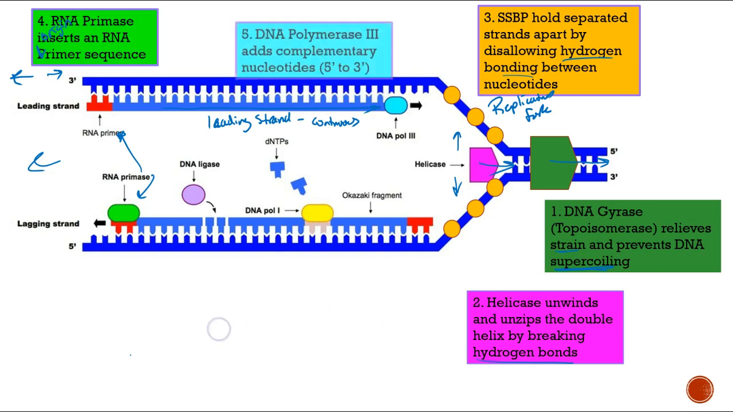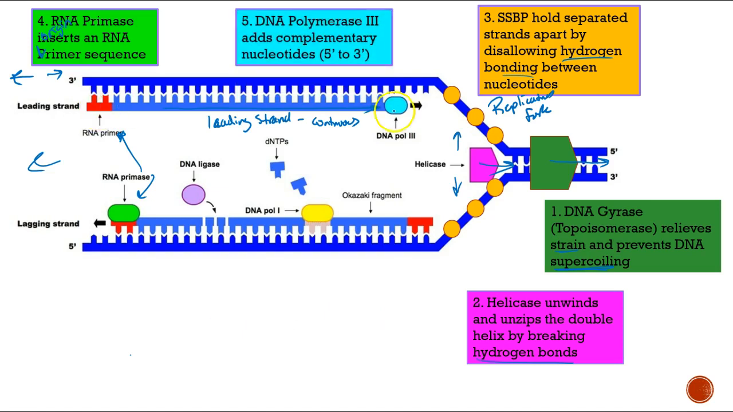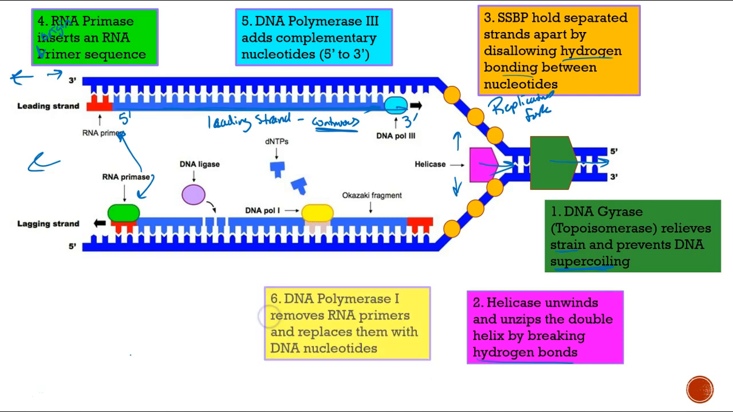Once those primers are placed, DNA polymerase 3, which can be seen here, starts at the RNA primers and works in a 5' to 3' direction. In the leading strand's case, working continuously. In the lagging strand's case, working discontinuously, or working in fragments. Either way, the DNA polymerase 3 is the one that adds complementary nucleotides, or the DNA nucleotides, in sequential order. Okay, A pairs with T, T pairs with A, C pairs with G, G pairs with C, and again in that 5' to 3' direction.